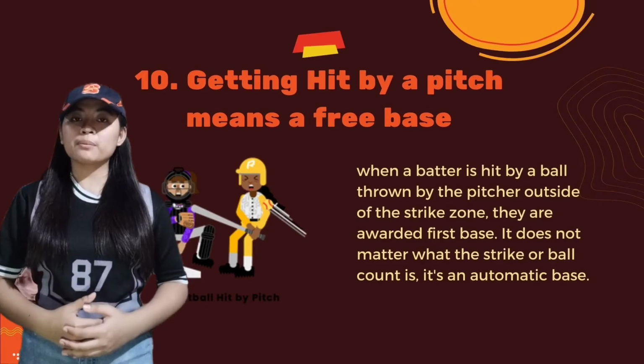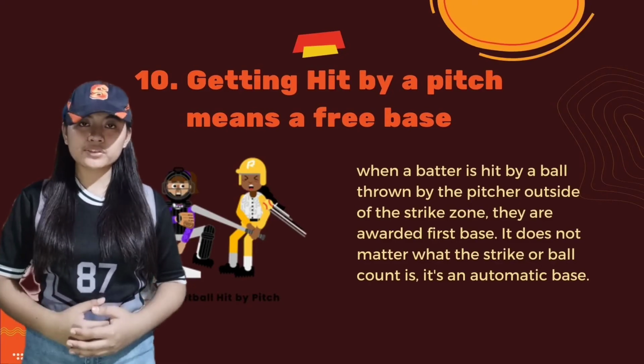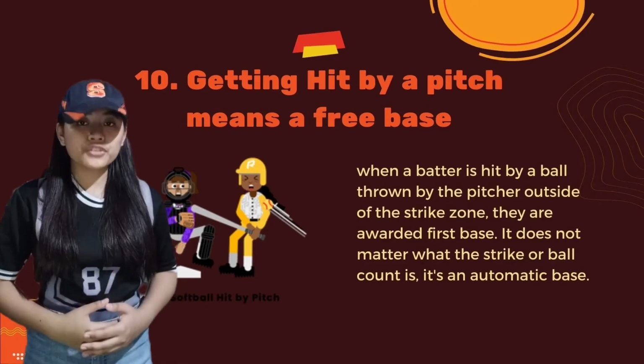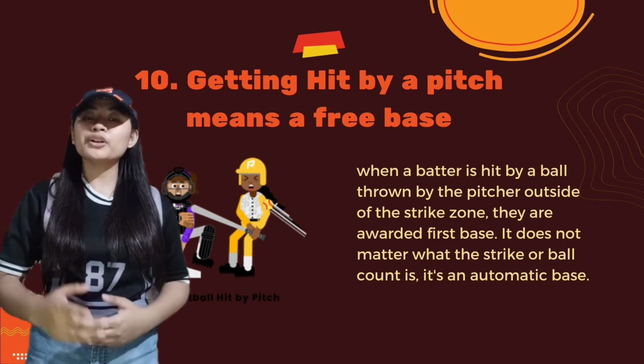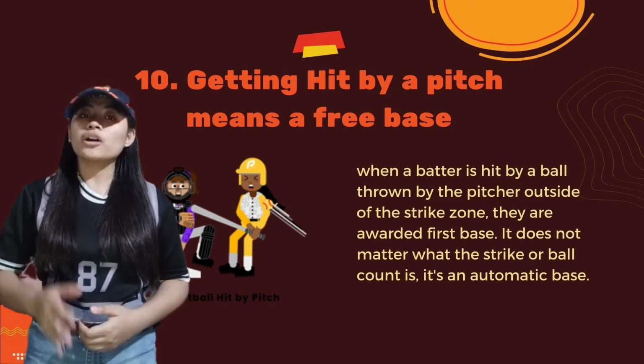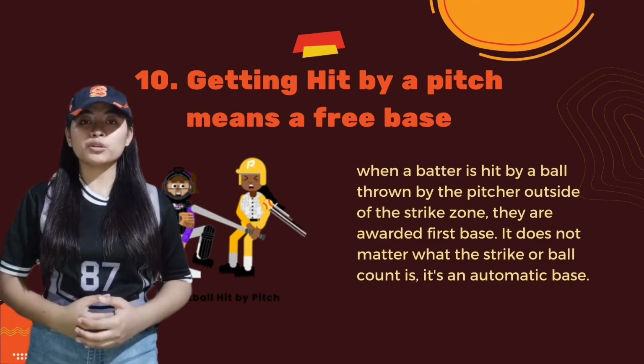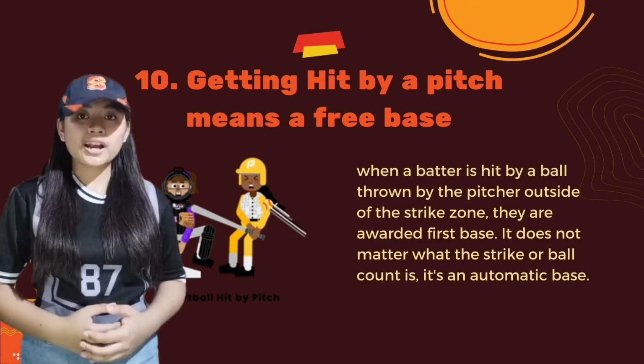Number 10. Getting hit by a pitch means a free base. When a batter is hit by a ball thrown by the pitcher outside of the strike zone, they are awarded first base. It does not matter what the strike or ball count is, it's an automatic base. Runners on bases are also able to advance a base if necessary.